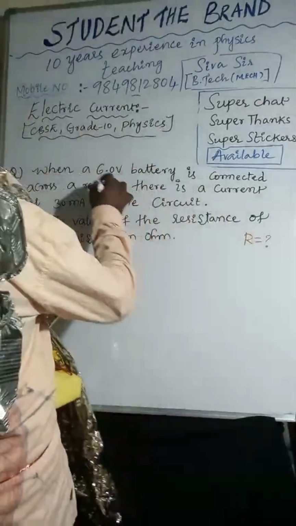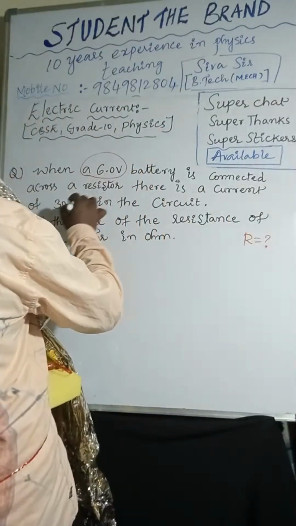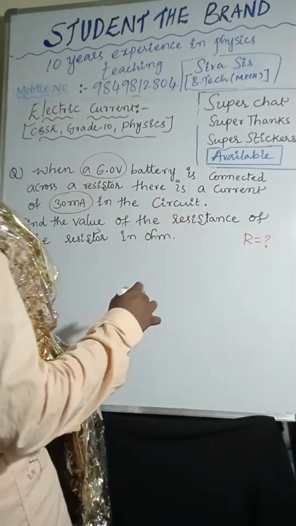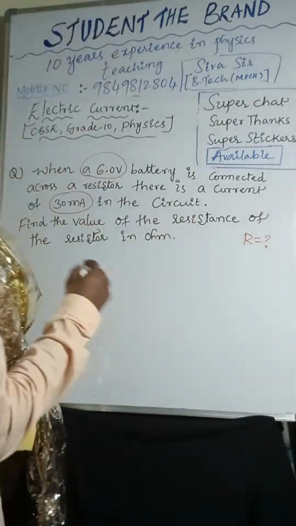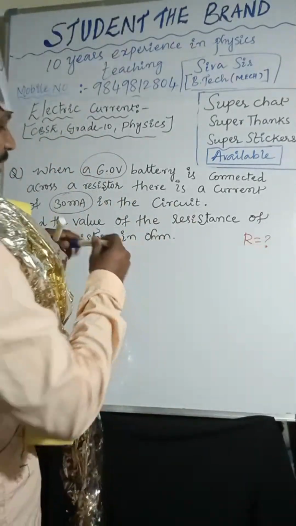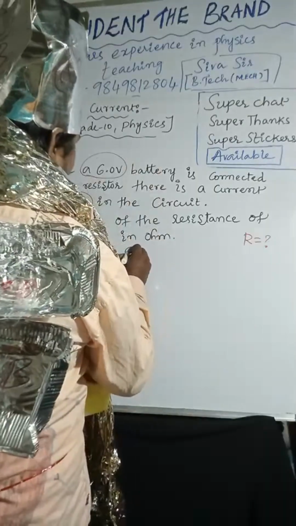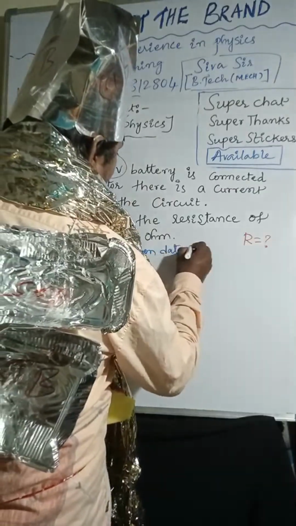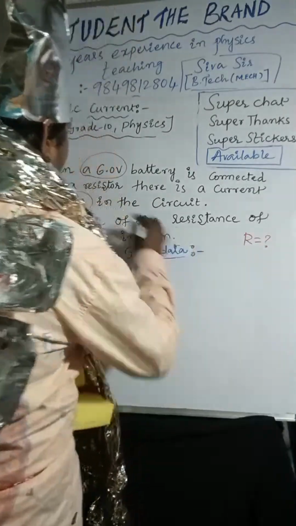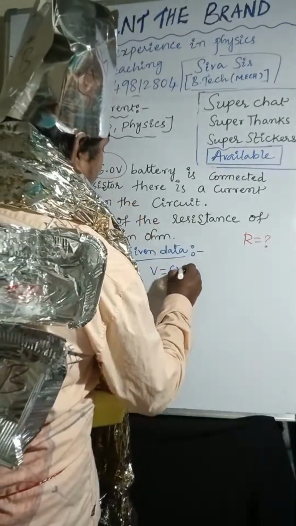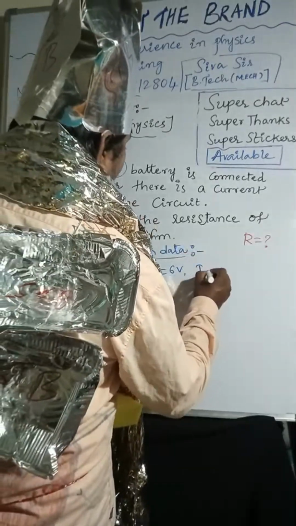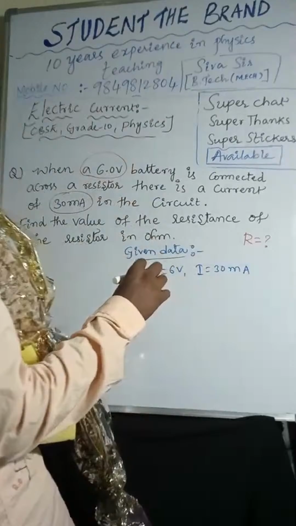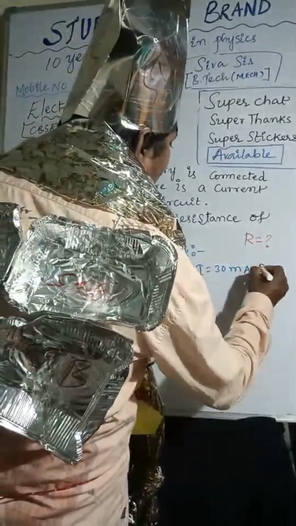Okay. So now you can see this is the battery, and this is the battery current. Find the value of resistance. So given data: V equal to 6 volts and current equal to 30 milliampere. We need to find out R.